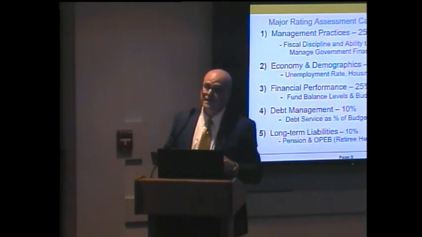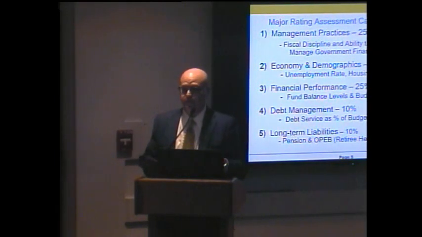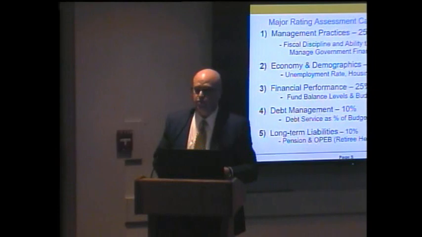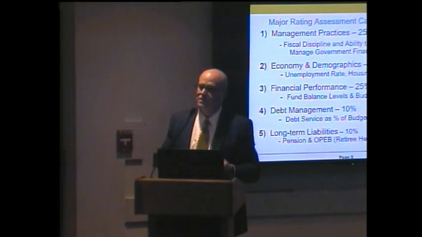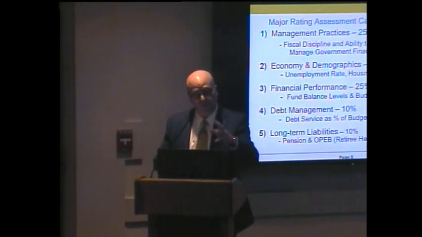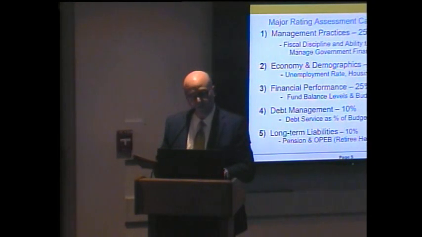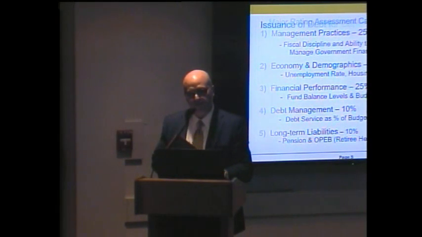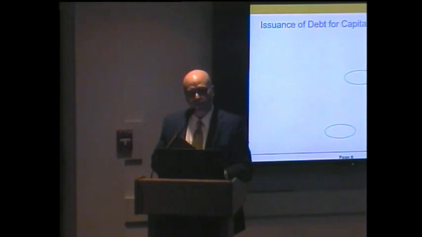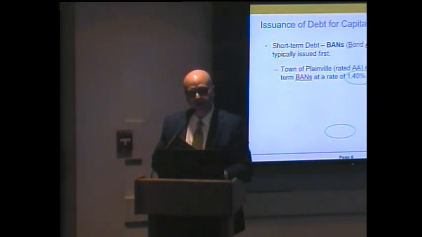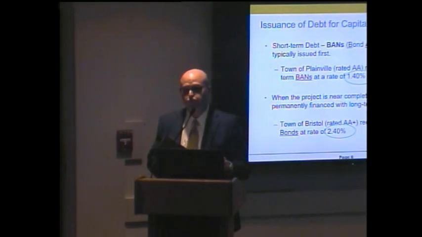And number 5, the last one, is long-term liabilities, and we see more and more of those long-term liabilities starting to put a lot of pressure on operating costs, especially for large municipalities in the state of Connecticut. So all those 5 factors come together to determine the town's bond rating, which is the AA+, which is very good. So when it comes to issuing debt, there are really 2 general types.